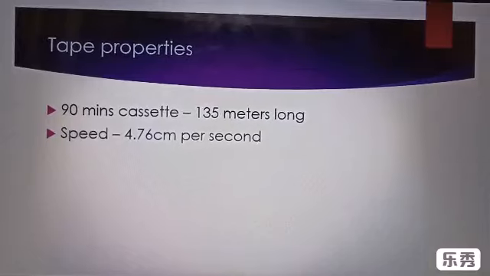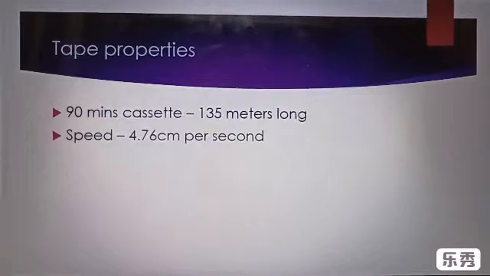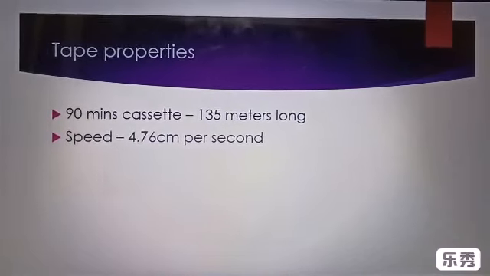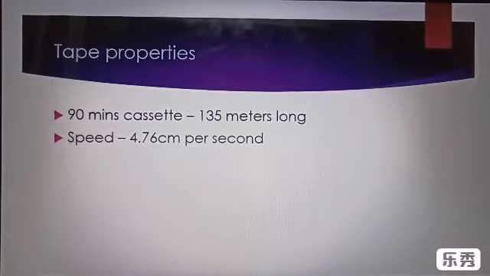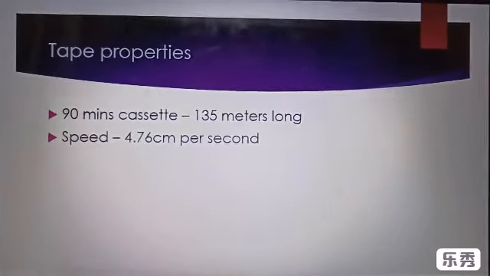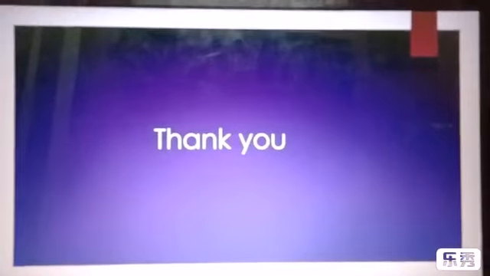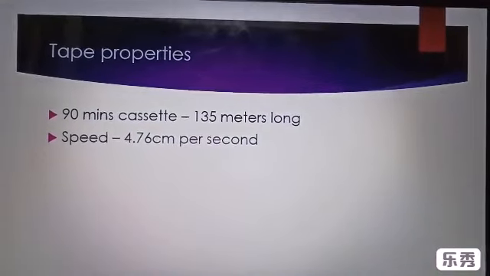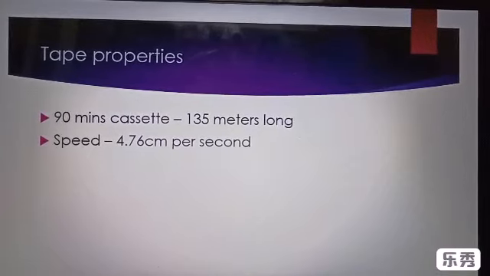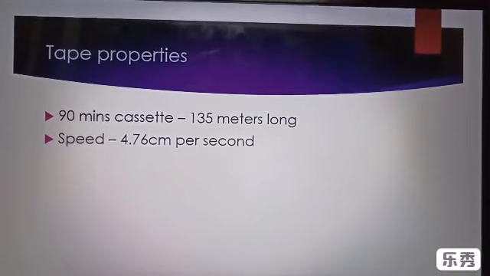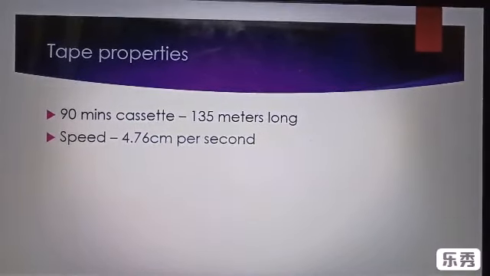Some tape properties we need to know are that in a 90 minutes cassette, the tape is 135 meters long. So with a 135 meters long tape we can store up to 90 minutes of information. And the other thing is that the speed of the tape is 4.76 centimeters per second. So in a second the tape moves 4.76 centimeters. So this is the actual working of the tape recorders.